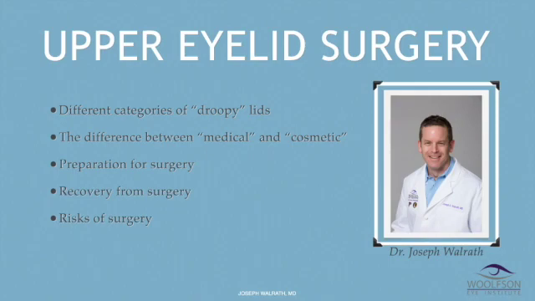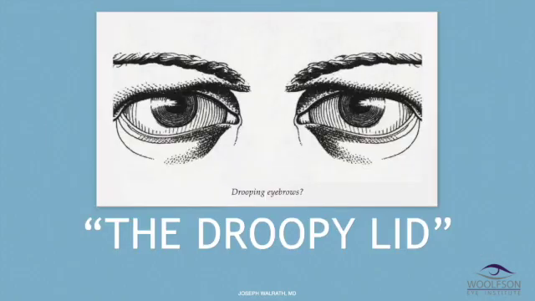The topic today about the basics of eyelid surgery is going to include the definition of droopy eyelids, what that means to patients and what that means to me, and how we can make sense of the specific nature of the problem we're trying to solve. We're going to talk about medical requirements and what makes a procedure medical and what makes it cosmetic. We're going to talk about what patients need to do to prepare for surgery, recover from surgery, and of course, what the risks of surgery are.